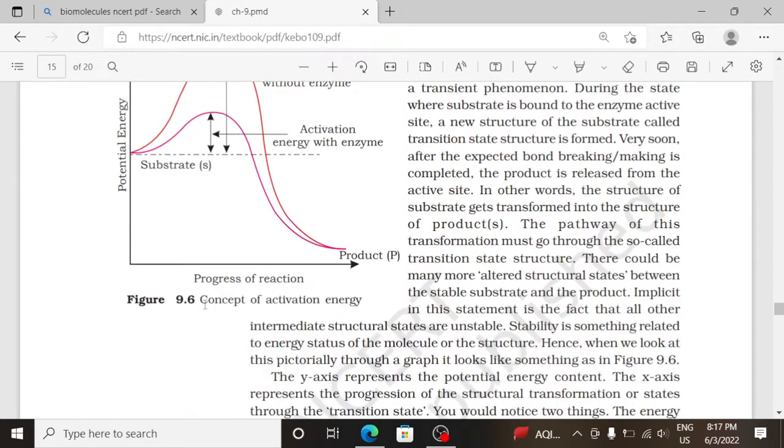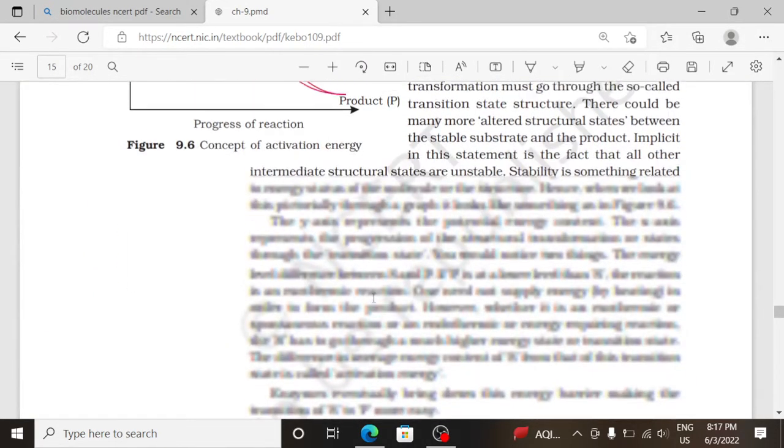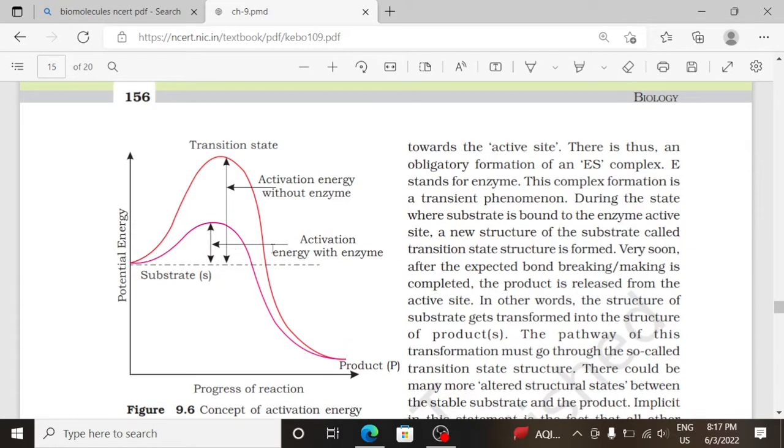this is a concept of activation energy. Okay, so here you can see activation energy with enzyme and activation energy without enzyme.